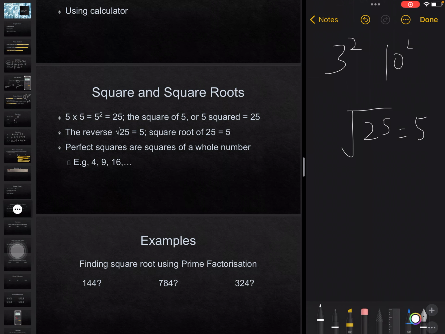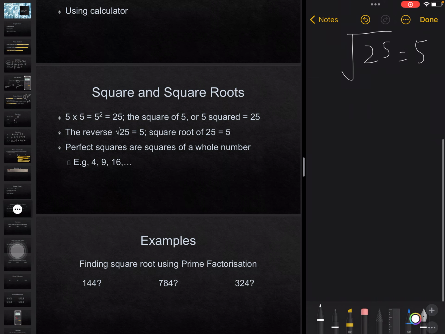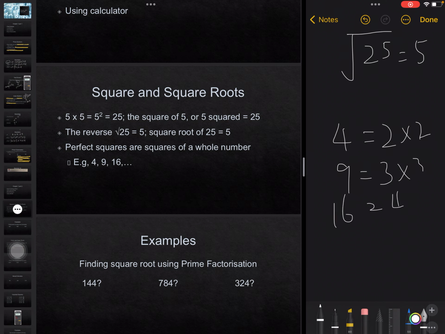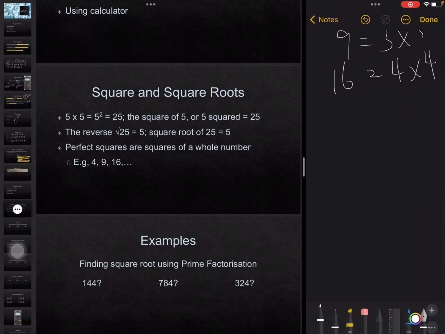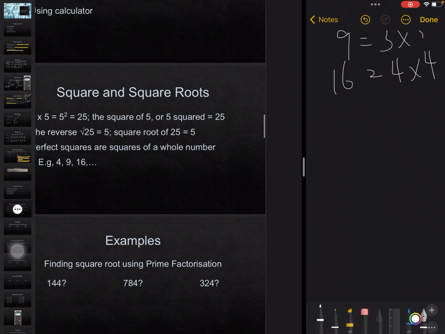Okay, so some of the perfect squares: 4 is a perfect square because 4 equals 2 times 2. 9 is a perfect square, equal to 3 times 3. 16 is a perfect square because it's equal to 4 times 4. So all the numbers that equal a number times itself are called perfect squares. Let's look at some examples here.